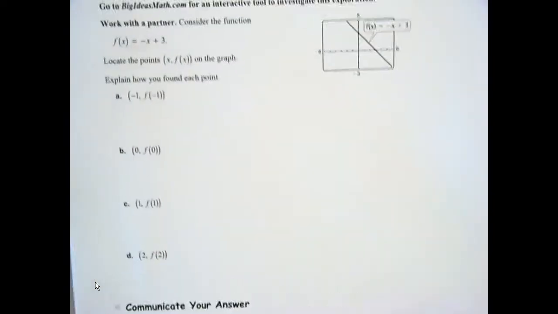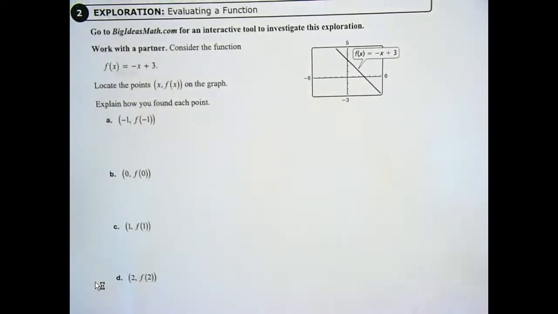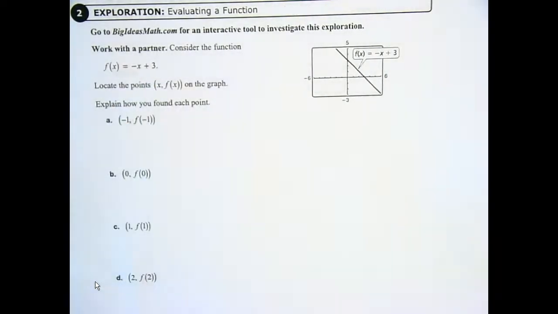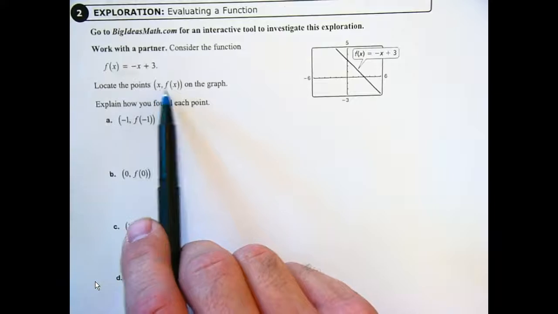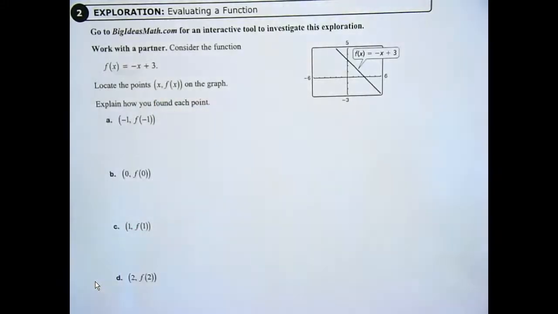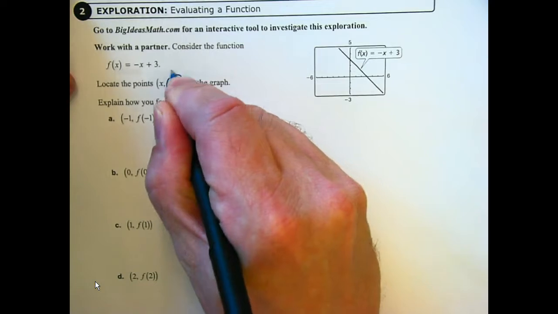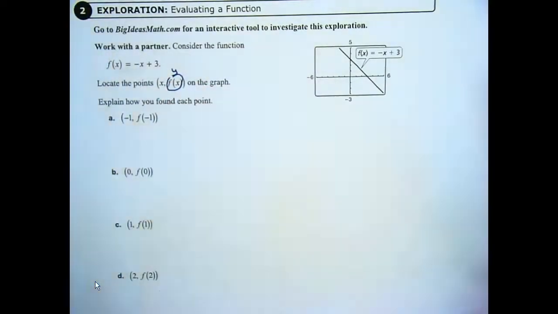Okay, so the next page, exploration 2. Says work with a partner, consider the following function. F of x equals negative x plus 3. Locate the points x, f of x. Well, here's what we need to understand: f of x is actually the same value as y. We just use them interchangeably, f of x and y. Does it always have to be x? No. Does it always have to be f? No, it could be f of x, g of x, j of x, k of x.